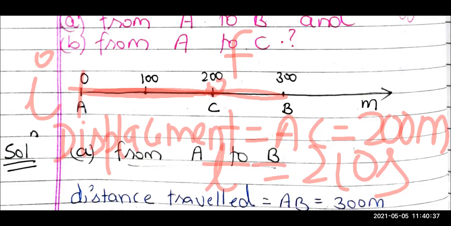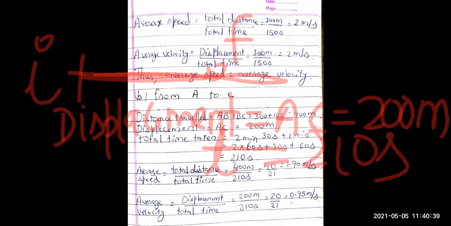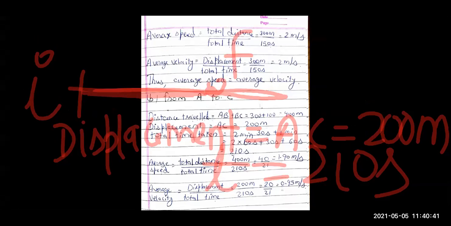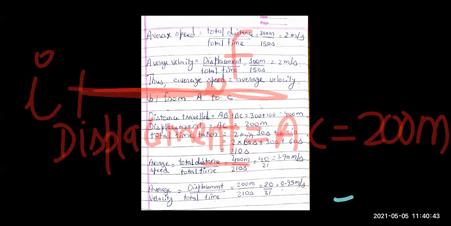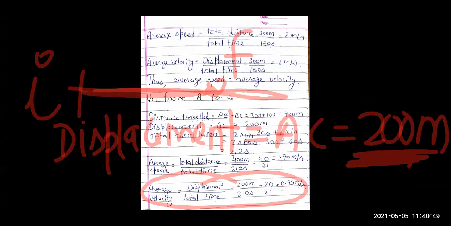Let's put this value for average velocity because we know average velocity is displacement upon total time. Displacement is 200 meter. Let's put this value here, upon time is 210 seconds. So it is 20 by 21, that is 0.95 meter per second.